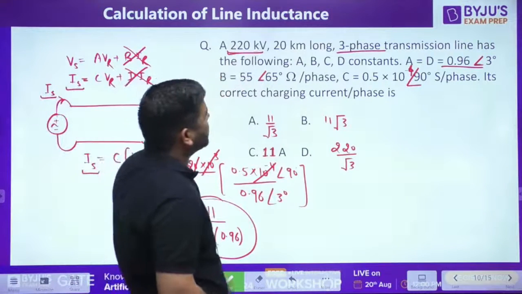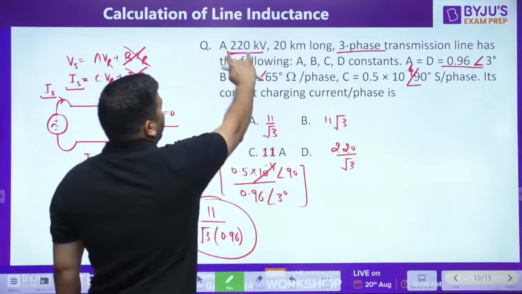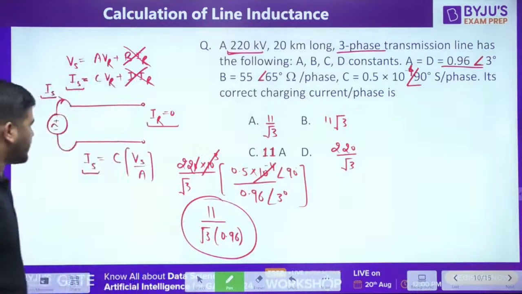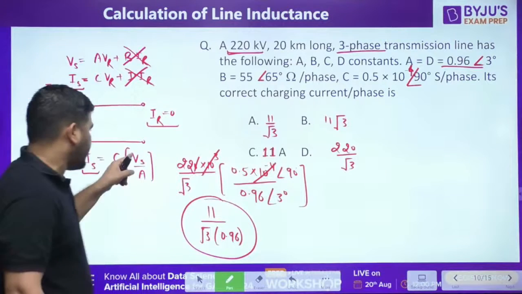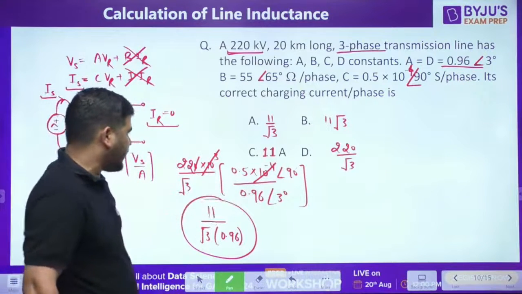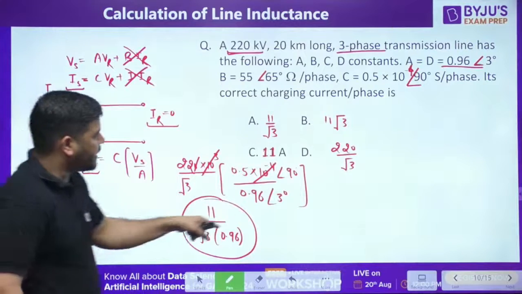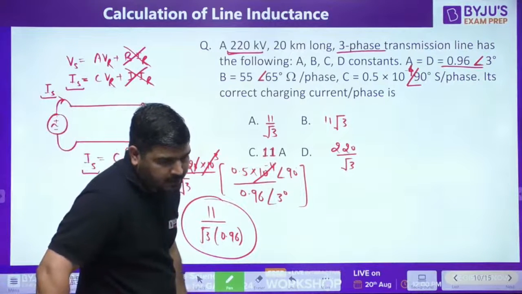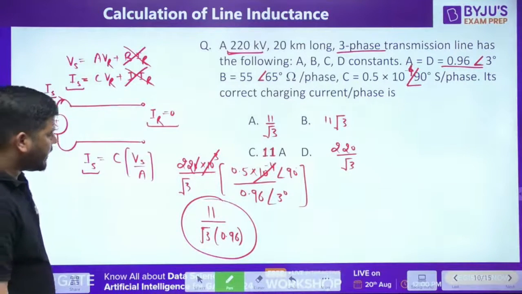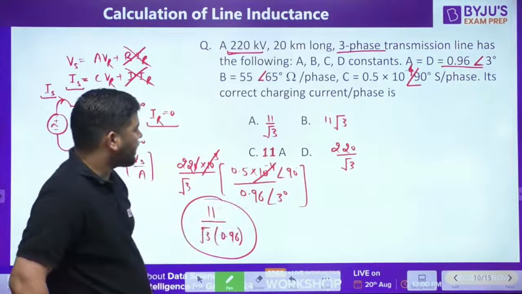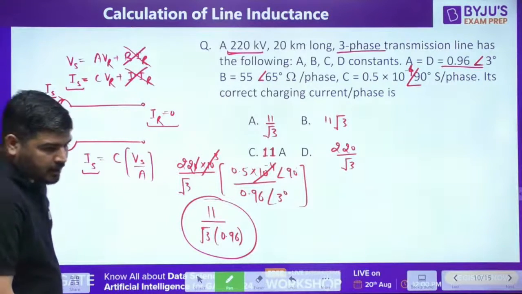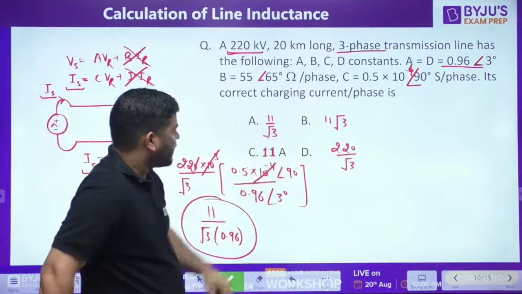So I'm taking this as line voltage. Okay, so 220 by root 3 is the phase voltage I have taken, and I have put these values, and then you can calculate from here. I think this is the answer, guys. So what is the answer? You can check whether it is matching in the options or not. Please check whether any option is matching.